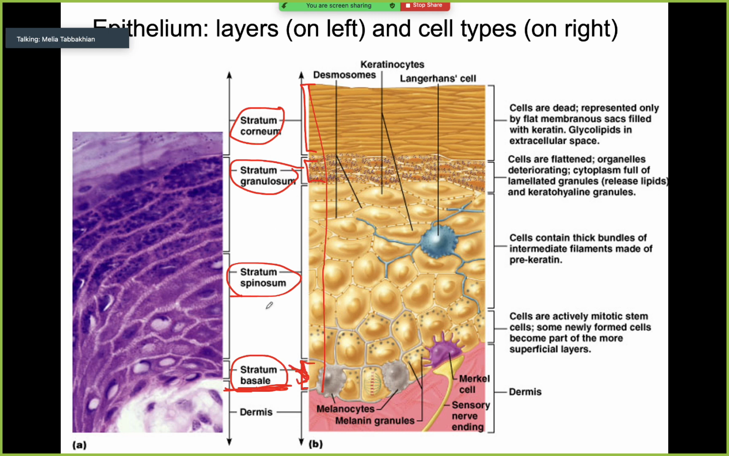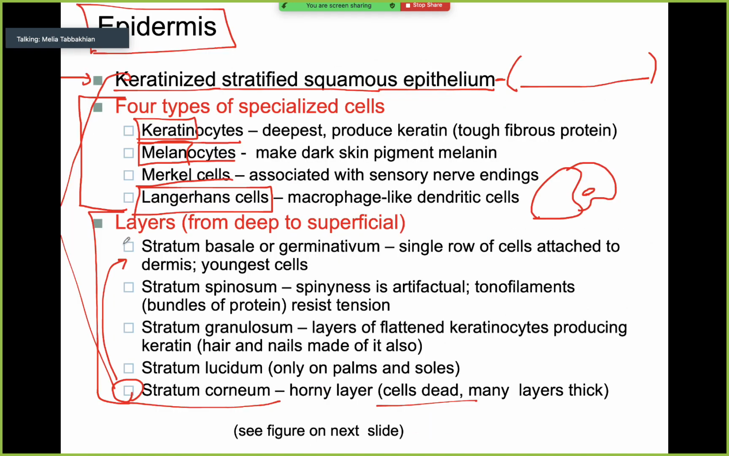Now, there are 4 layers that I just listed here. If you go back, there's 1, 2, 3, 4, 5 layers. This layer here, I did not list because this layer is not found all over your body. It's only found on the palms of your hand and the soles of your feet, meaning it's only found where you have thick skin. In parentheses, write thick skin. The stratum lucidum is only found where you have thick skin.